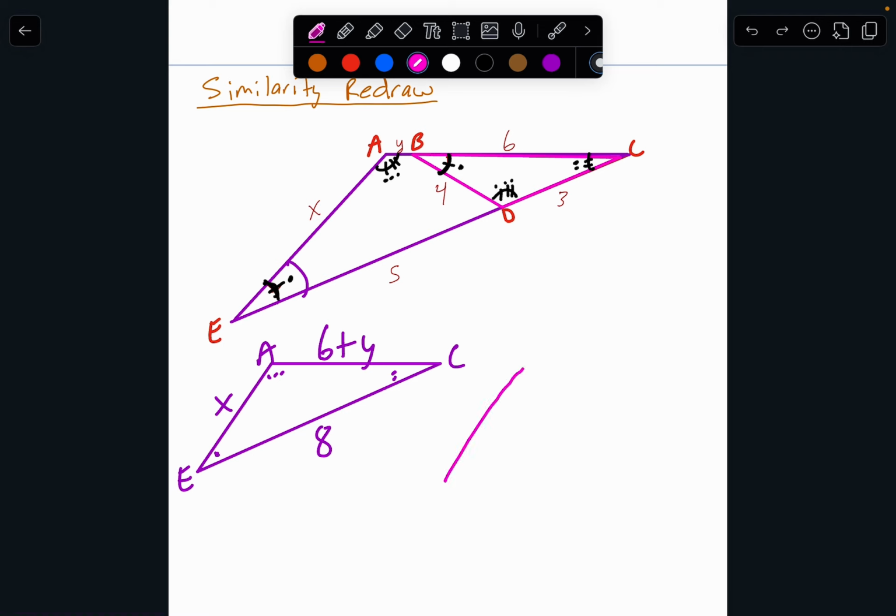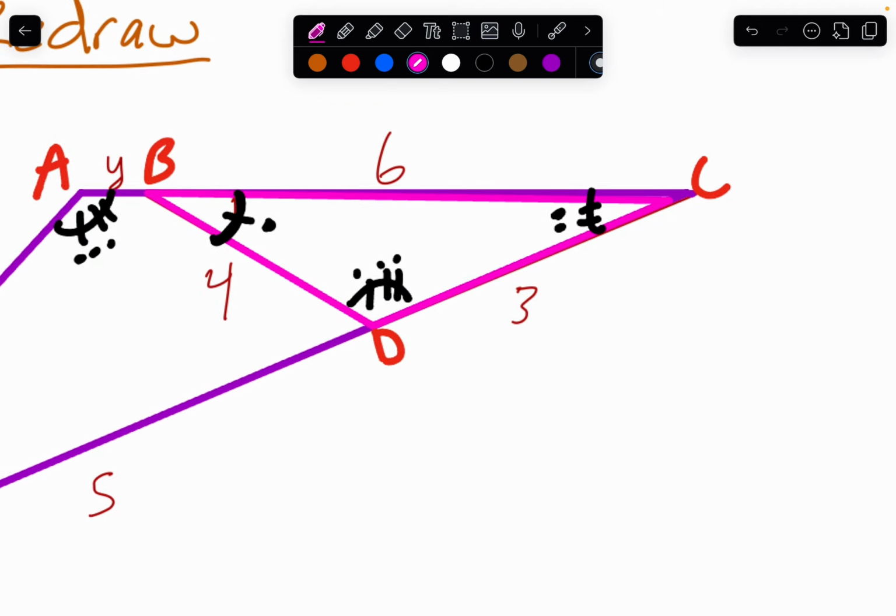Here's the thing about the pink triangle. I want it to face the same way as the purple one. That's the whole reason we're doing a redraw. So my angles are going to be 3, 2, and 1, and I'm going to put them in the same corresponding corners. But look, they're in different spots.